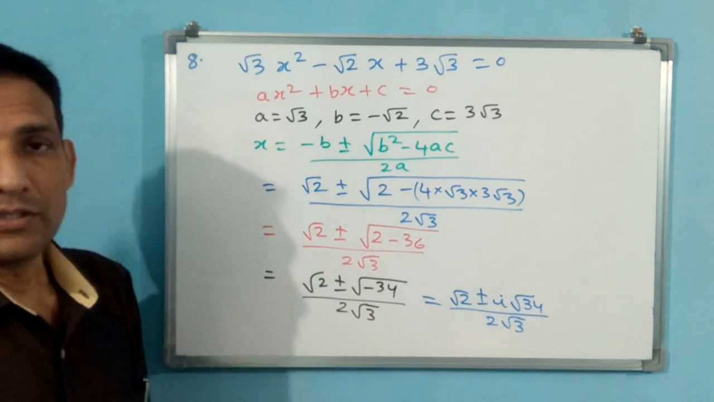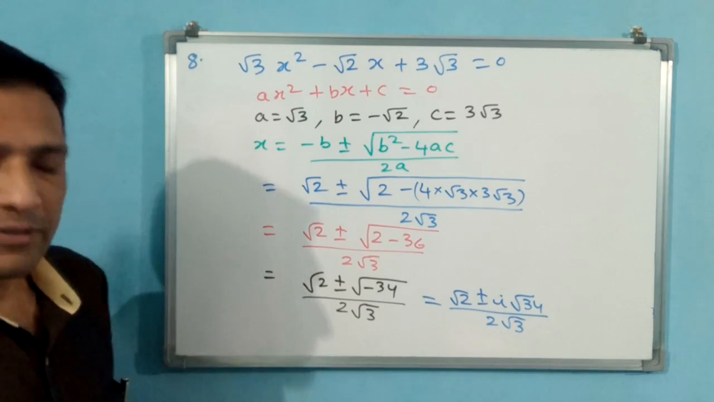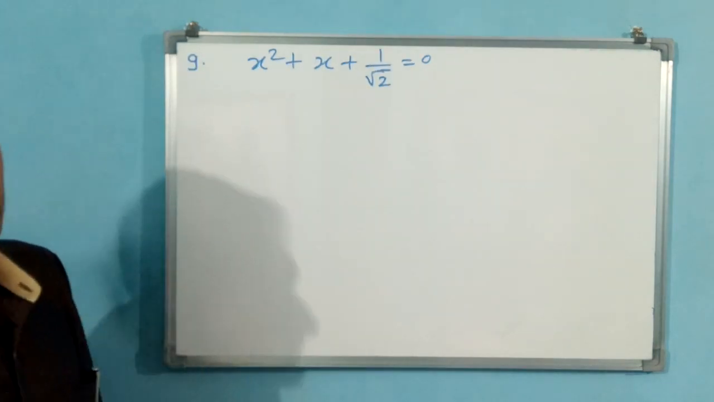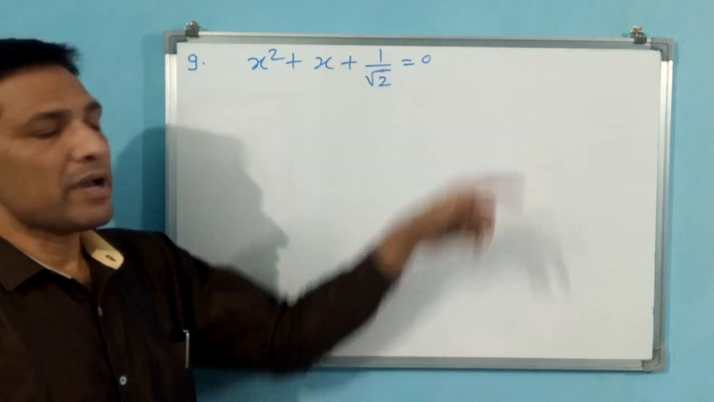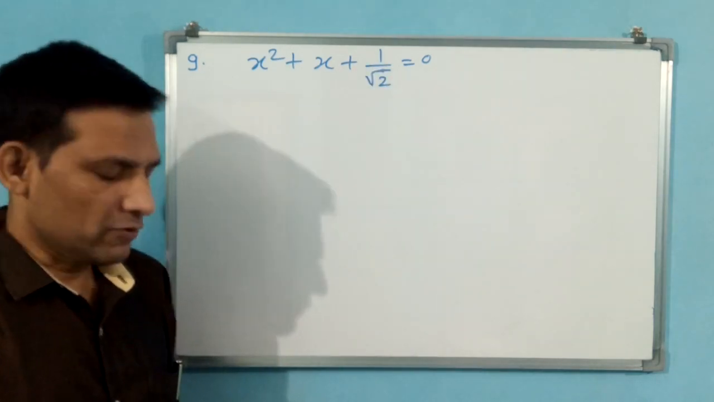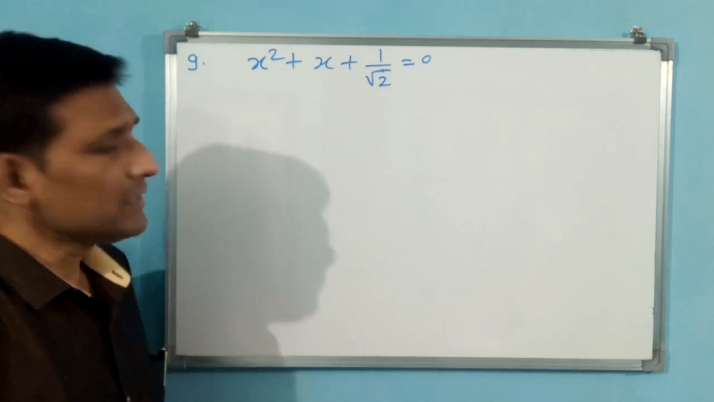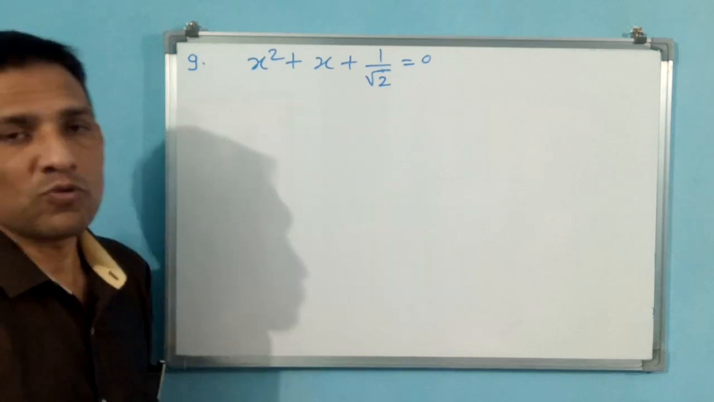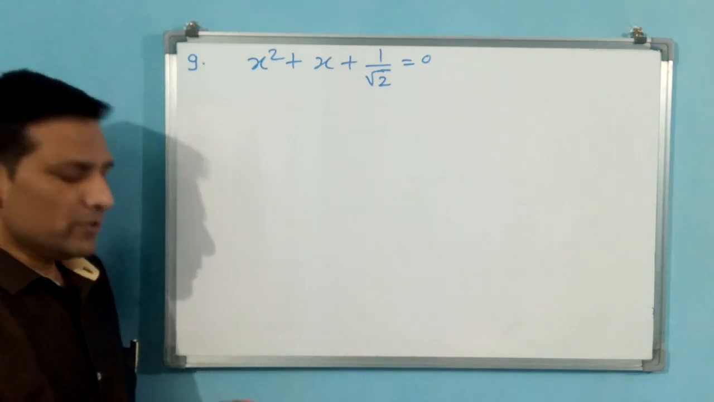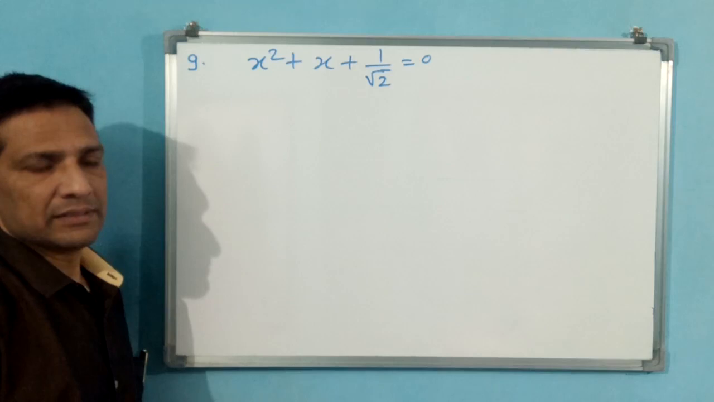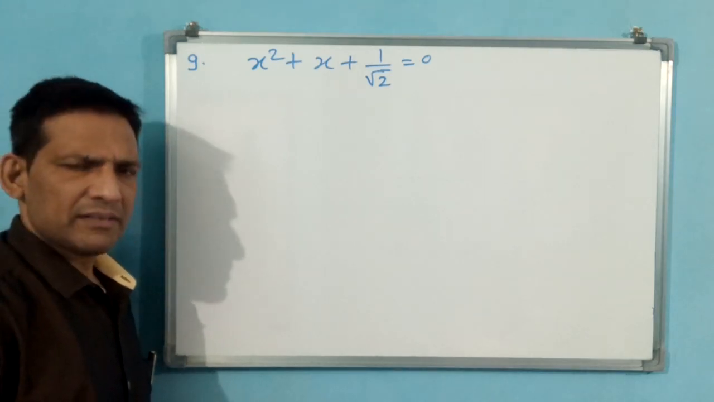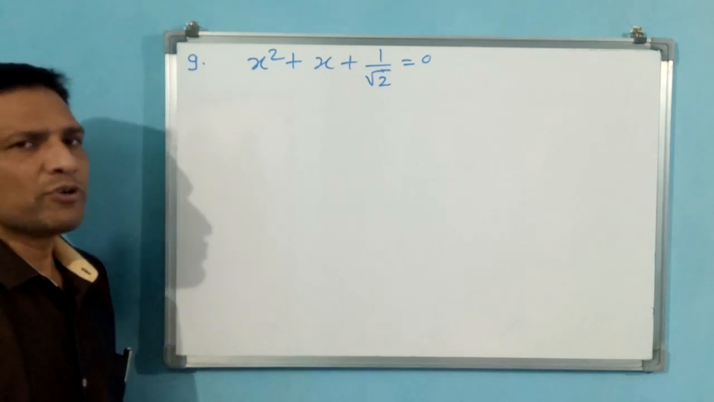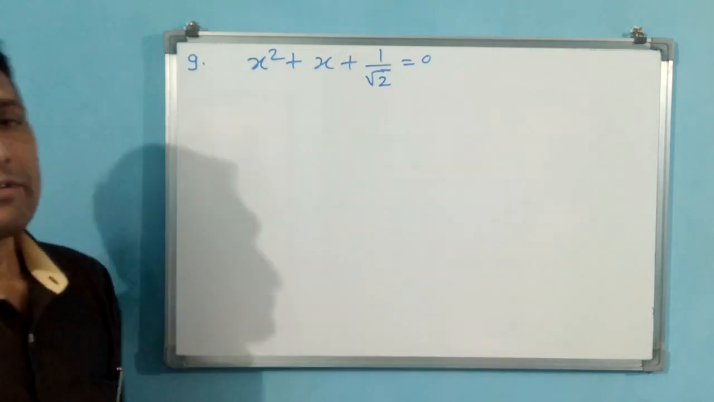Okay. This is your 8th question. Let us go for the 9th question. See, 9th question. X square plus x plus 1 by root 2 is equal to 0. Okay. Think how can we solve this? Why? Because denominator root 2 is there. Directly if we try, are we able to solve this? Difficult, tricky calculations are going to happen. So what can we do? Shall we multiply with root 2?